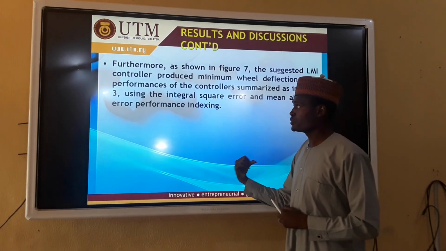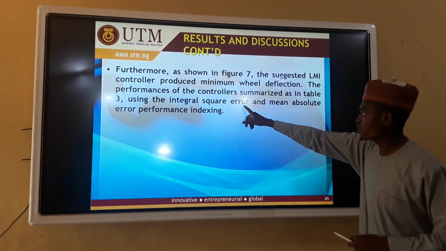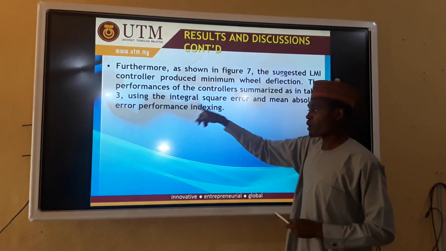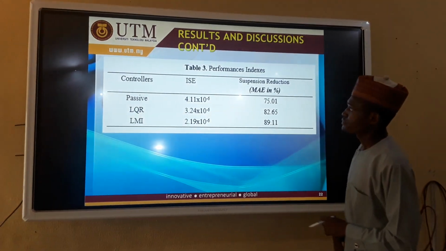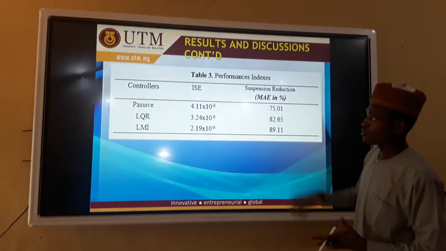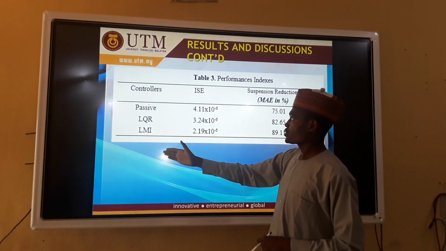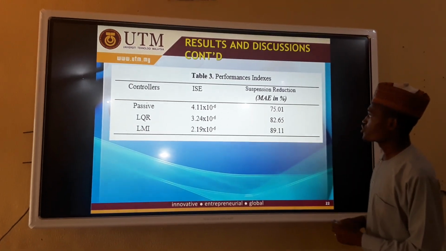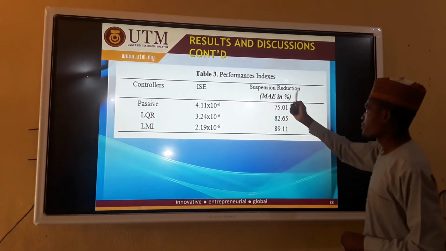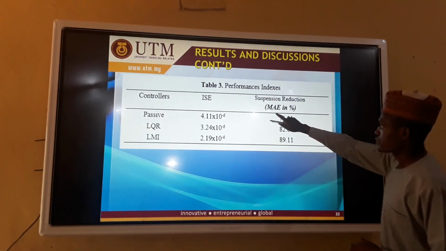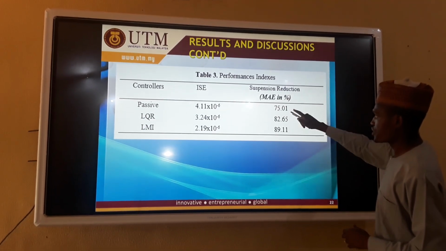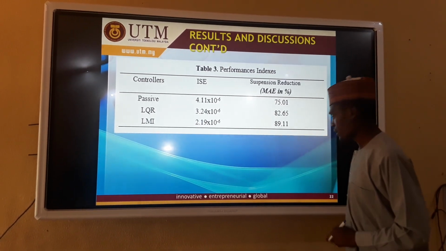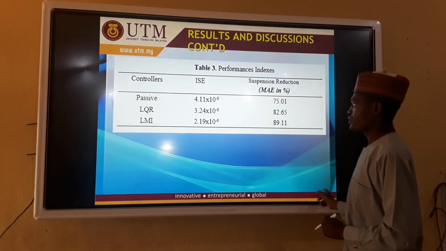We are going to see table 3 very soon, using the integral squared error and the mean absolute error performance indexing. Table 3 is here. It shows the performance indices, the various controllers we have, and the integral squared error with their respective values. At the same time, it shows the mean absolute error in percentage reduction with the respective percentages, where the LMI shows significant improvement in the system.